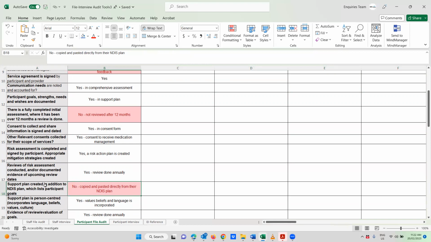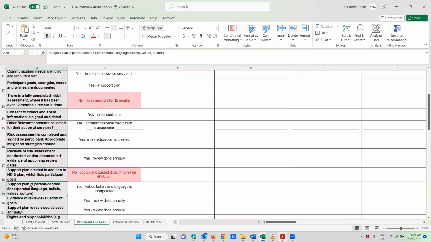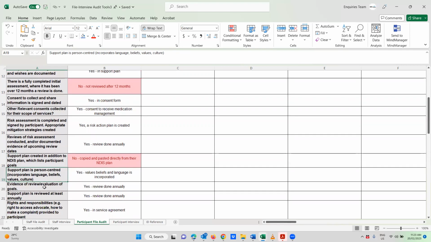That's a high-level support plan that's come out of a government department. You must give each client your own developed support plan, which translates the goals and information from that NDIS plan they came to you with. We're looking for, of course, the support plan being person-centered, and it incorporates all of the information that we discussed there. Evidence of the review and evaluation, at least annually.